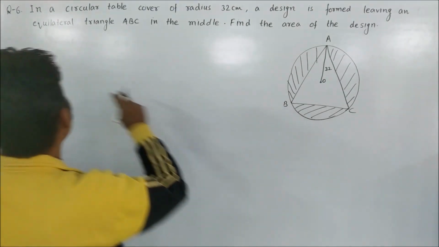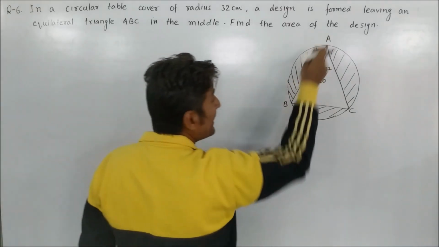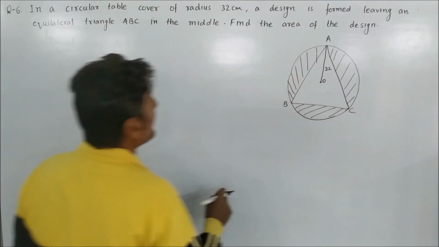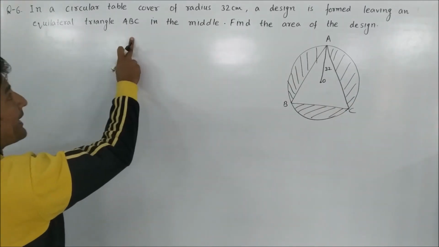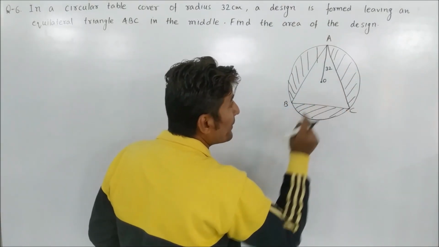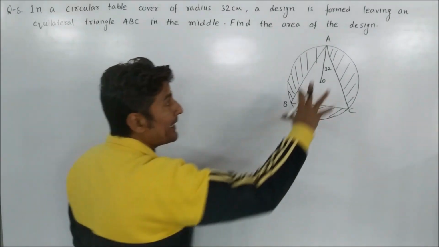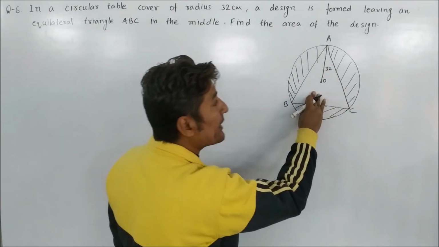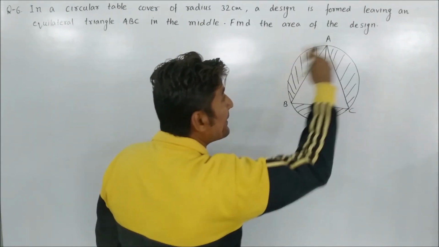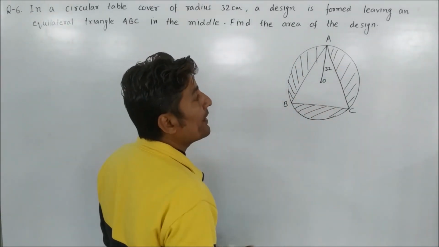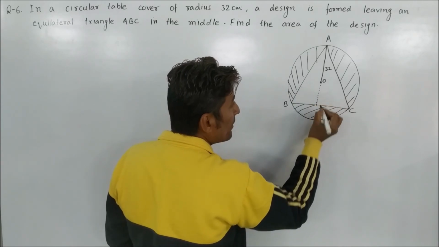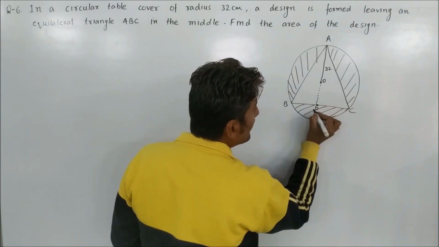A design is formed leaving an equilateral triangle ABC. So here ABC is an equilateral triangle, and these are the design. A design is formed leaving an equilateral triangle ABC in the middle. Then we have to find the area of this design. To find the area of this design, first of all, we have to find the area of circle, then area of equilateral triangle. After that, we have to subtract the area of equilateral triangle from the area of circle to get the area of design. So we are going to extend this AO to the base, and this point I am taking D.